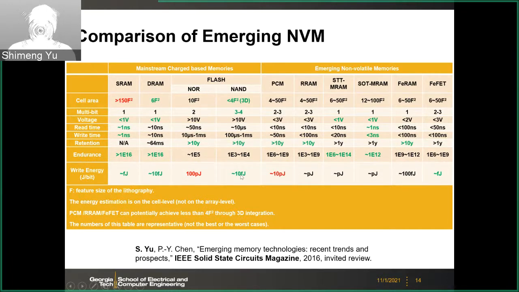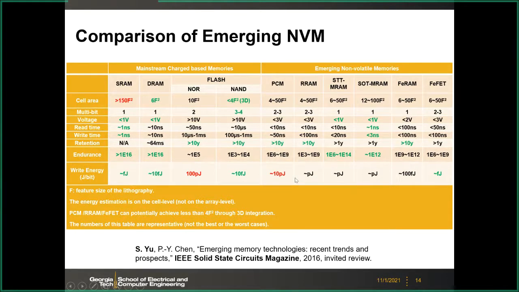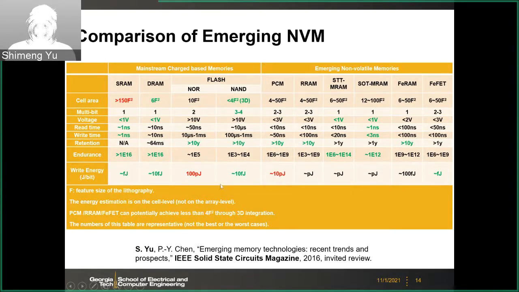Of course, NAND flash has a problem: if you consider the parasitic cap, you have to charge the long wires of the word line or the bit line, then the energy is actually high at the array level. But at the cell level, if you only consider the floating gate transistor, then the write energy is low. And then the emergent non-volatile memory typically is in between, like the SRAM and the NOR flash.